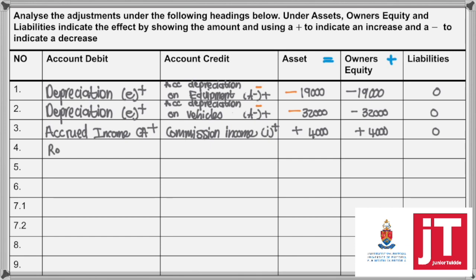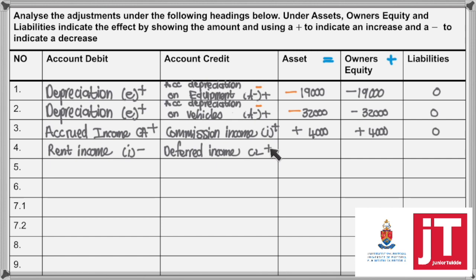Then number 4 was our rent income that was still due. So in other words, the tenant still owes us the money for the rent. So rent in, apologies, ladies and gentlemen, they don't owe us, they paid it in advance. So the rent income was paid in advance. So the rent income figure is too high because it's income for the next financial year. I cannot record it now, so I must minus the rent income, therefore debiting rent income.